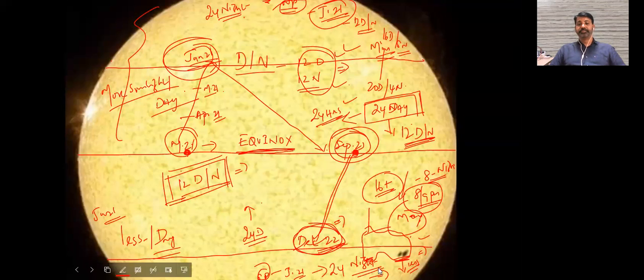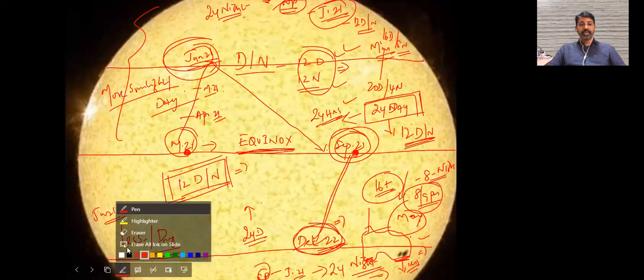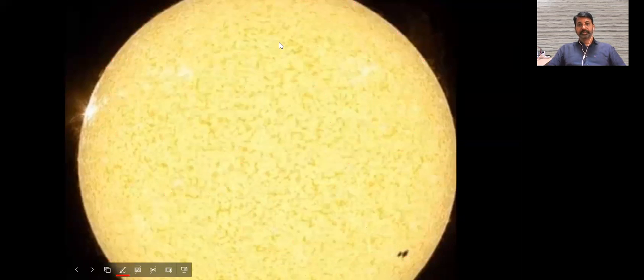It's clear? So that makes a lot of changes based on presence of sunlight and the availability of direct sunlight over the Earth's surface. It's clear? Any doubt so far in this?